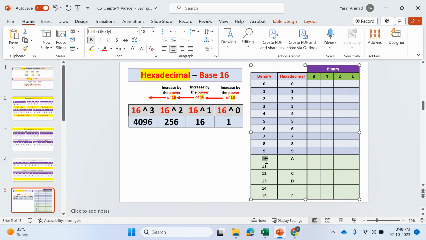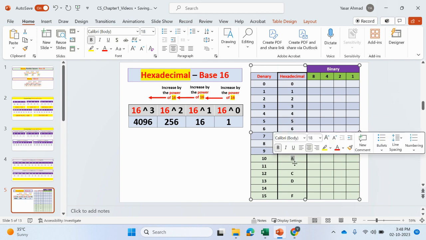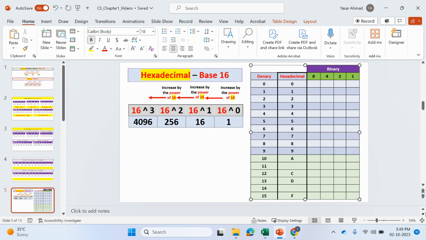But when you get to 10 to 15, these values are now represented by letters. So 10 is equal to A, 11 is going to be B, 12 is C, D is 13, E is going to be 14, and F is 15.